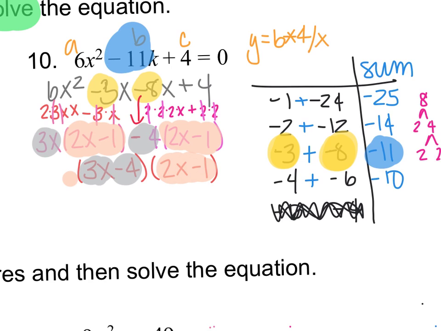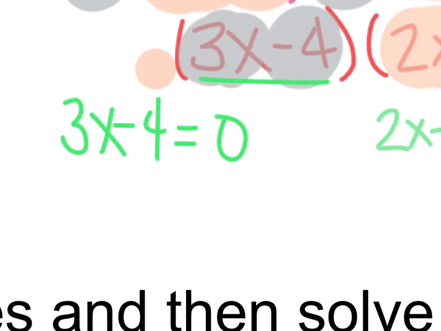So now that I've got this part down, remember this problem did equal 0 to begin with. So that means I'm going to take each of these pieces, starting with 3x minus 4, and set it equal to 0. And then I'm going to do the same thing with the other pair. I'm going to take 2x minus 1 and set it equal to 0. And then I'm going to solve this.